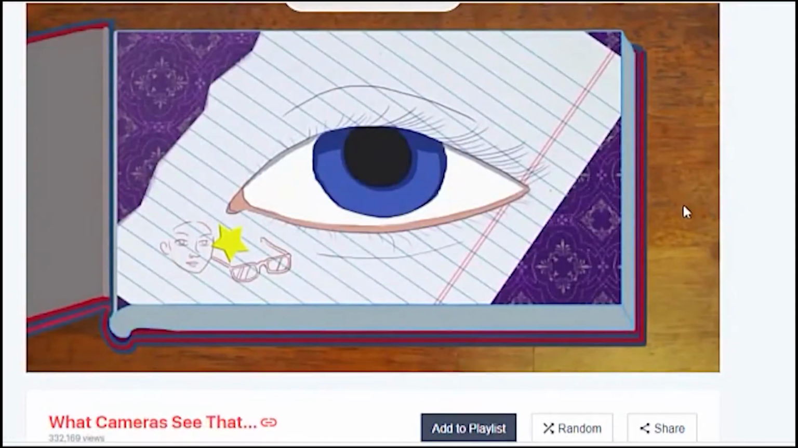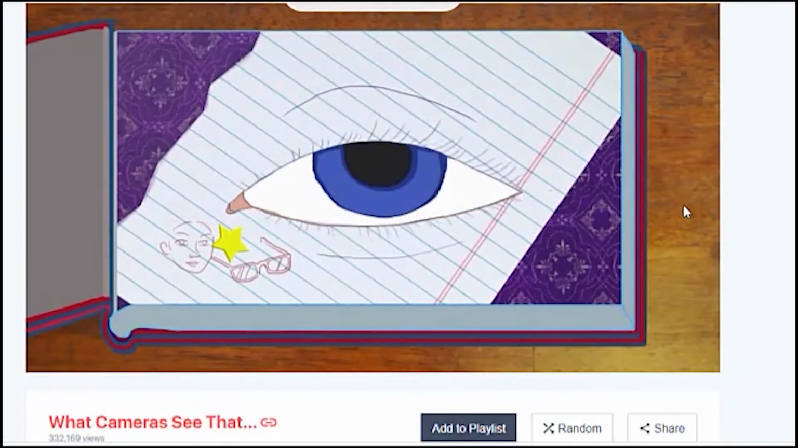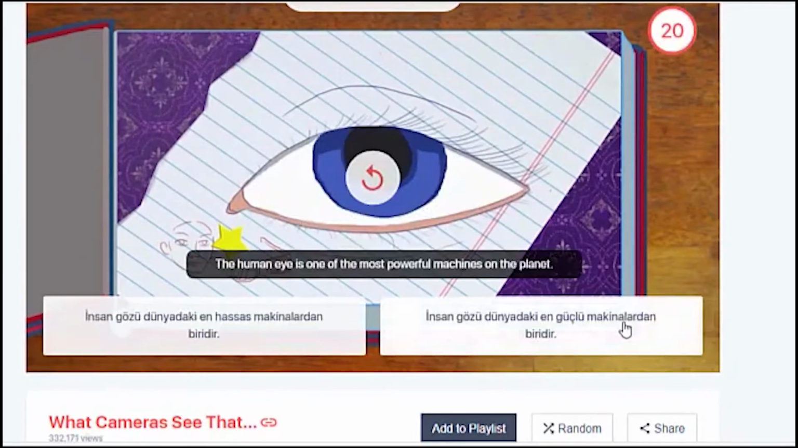The human eye is one of the most powerful machines on the planet. Here we have the most powerful.